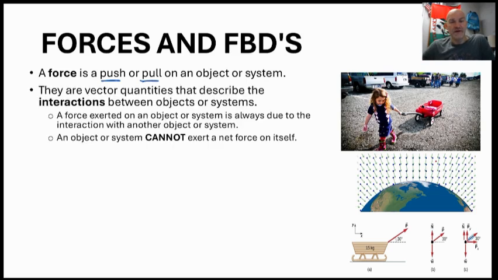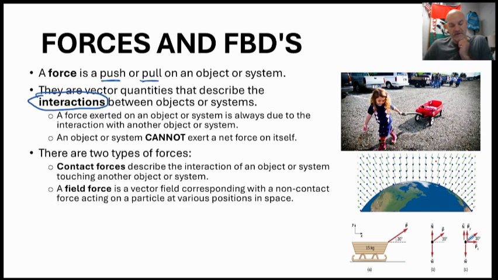So forces are vector quantities that describe the interactions between objects or systems. This is, to me, probably the most important word in physics: interactions. When we talk about interactions, that means we have to have two things interacting with each other. So when an object is falling, the object is interacting with the Earth. The object and Earth experience forces from each other. A force exerted on an object is always due to an interaction, and a system or an object cannot exert a net force on itself.